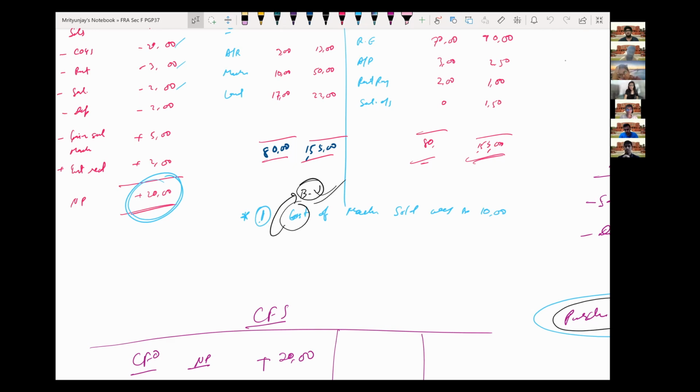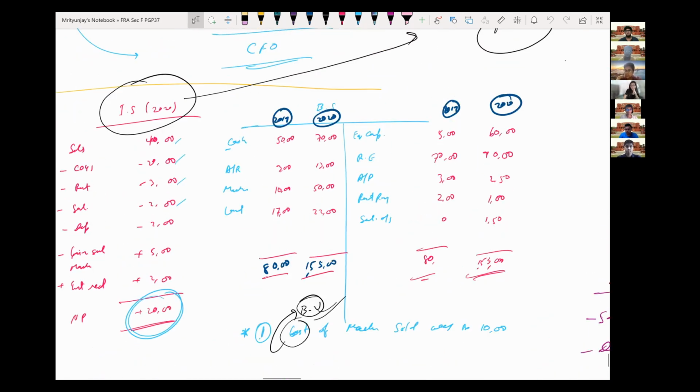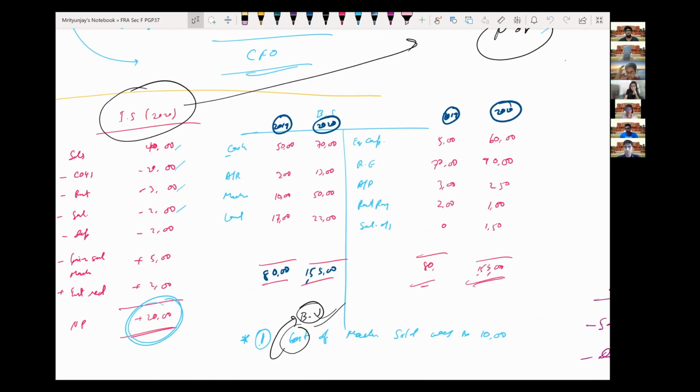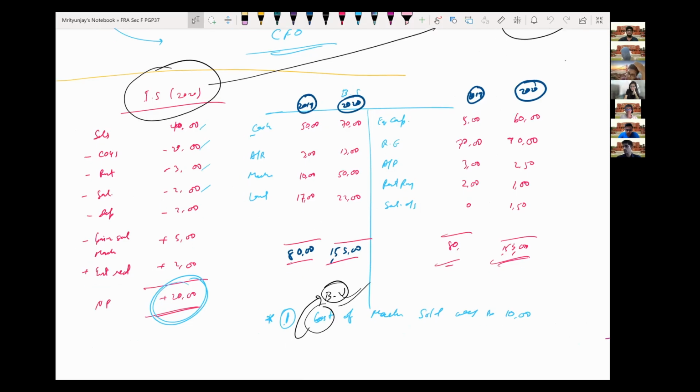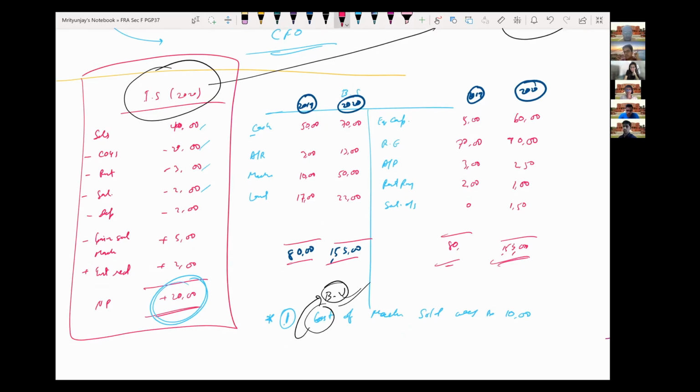So basically yesterday what we were doing is that we were trying to look at one example. Example of what? Example of preparing cash flow statement using indirect method. So for that we had following information. We had income statement here for the current year. By current year I mean whichever year you want to prepare the cash flow statement of.